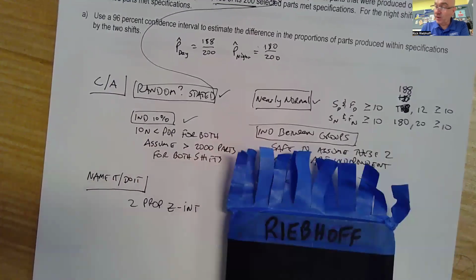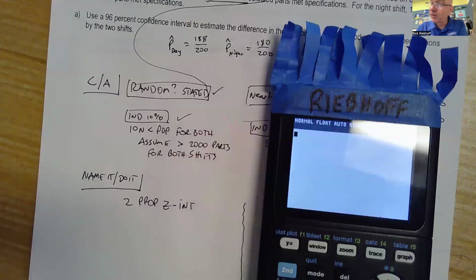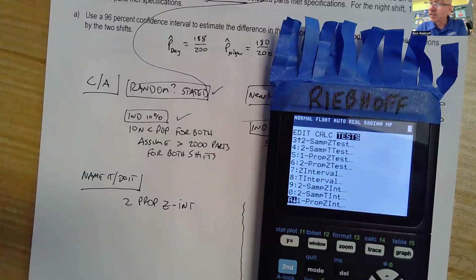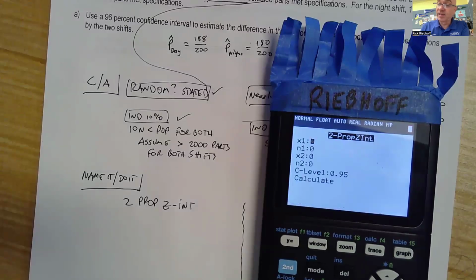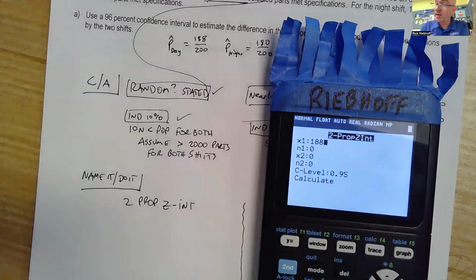We're going to grab our calculator and turn it on. We're going to ignore that the battery is too low. We're going to go to stat, then tests, and go to 2 prop Z int, which is down a ways. It's going to say group one, successes and total number. So 188 and 200. Oh, see, I told you it would go ding, ding.